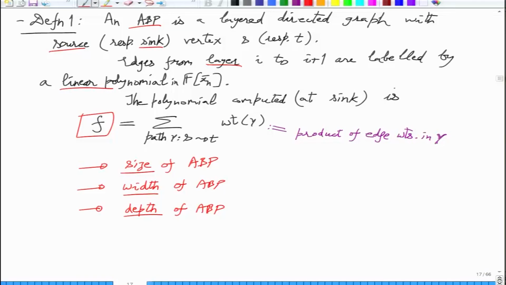Fine, then we will continue with the definition of arithmetic branching programs. So we have identified the size of an ABP. This is just the size of the graph, and how many variables you have.